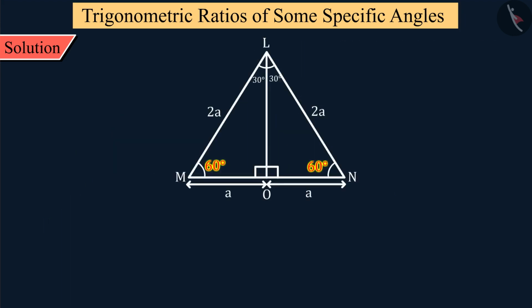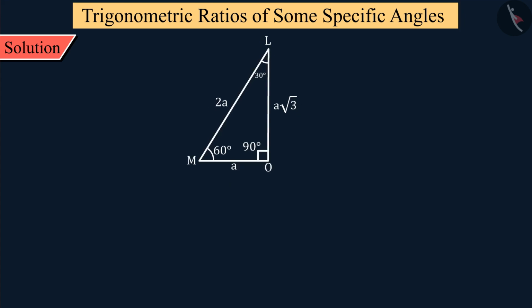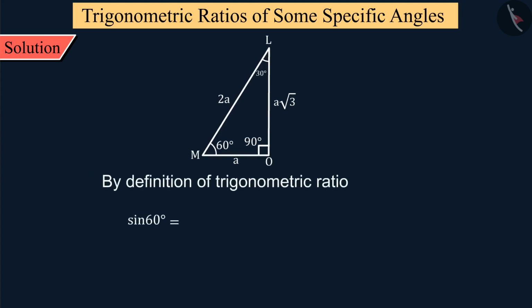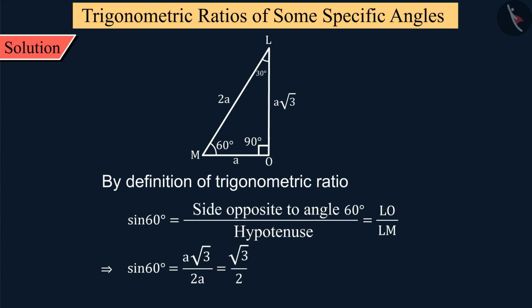Since we also have to know trigonometric ratios of 60-degree angles, therefore, from the above right-angled triangle LOM, we can tell that the value of sine 60 degrees will be equal to the ratio of the opposite side of the angle M and the hypotenuse. On solving this, we obtain the value of sine 60 degrees as the square root of 3 upon 2.